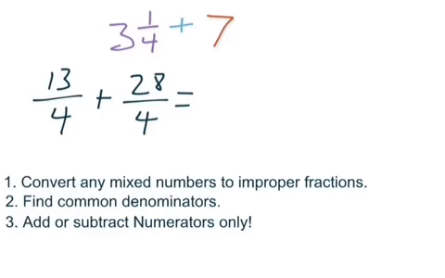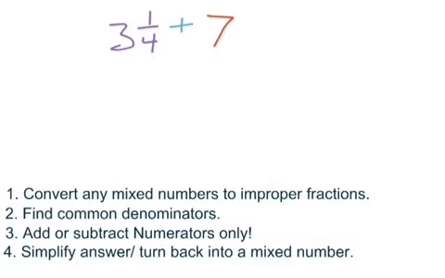So let's add this up real quick. Numerators only, I know right away I'm going to keep my fourths down here. And 28 plus 13, 28 plus 10 should get me 38, plus 3 should get me 41. So I should get 41 fourths right there when I add it. And you'll notice, I think we've done everything right, but we have an improper fraction answer, and we never want to leave an answer in improper fraction form. So 41 fourths, which is what we have right over here, needs to, step 4, simplify the answer, turn back into a mixed number.